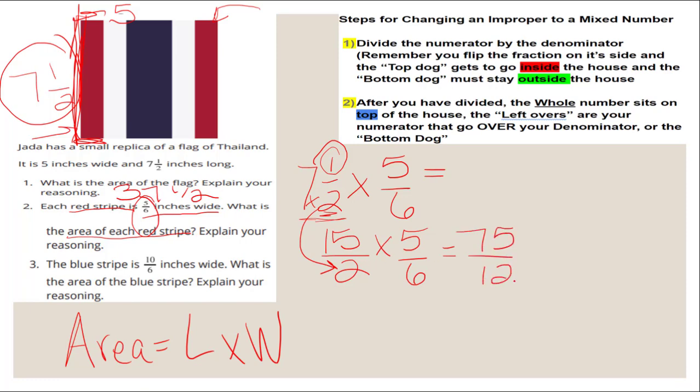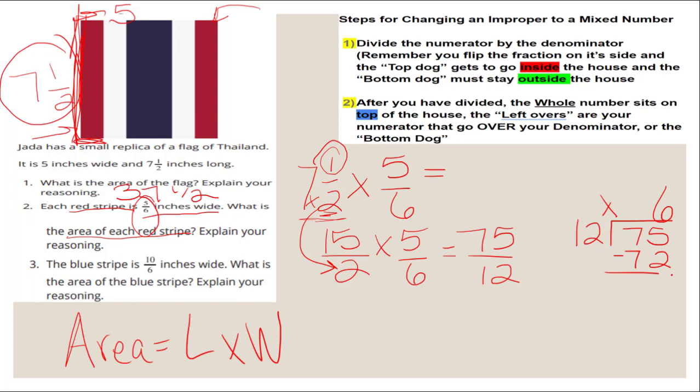Here I have an improper fraction. So I'm going to take it, flip it over. Bottom dog goes outside the house. Top dog goes inside the house. Goes into. Can 12 go into 7? No. Can 12 go into 75? Yes. 6 times. 6 times 12 is 72.